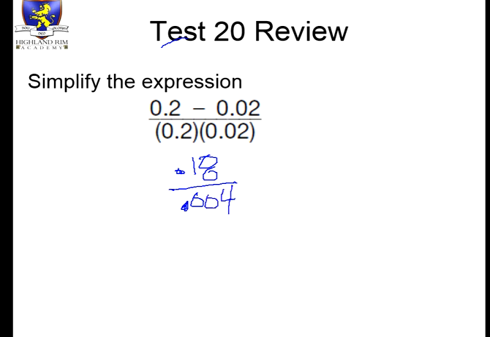So we got 0.18 over 0.004, which is the same thing as 180 over 4. And 4 into 180 is equal to 45. And that's our answer.